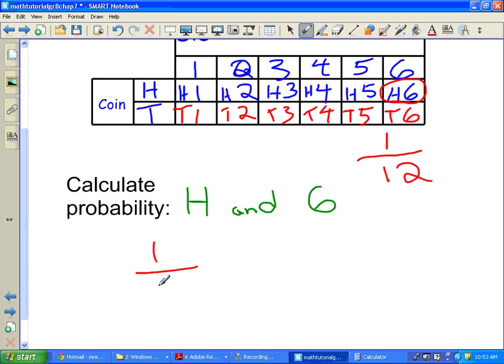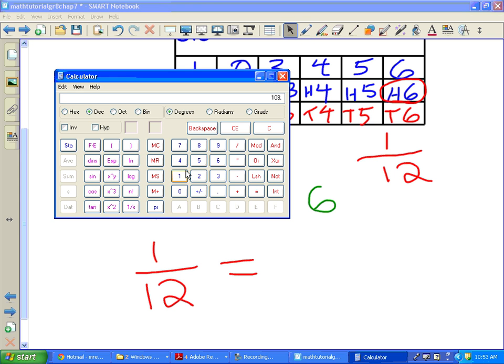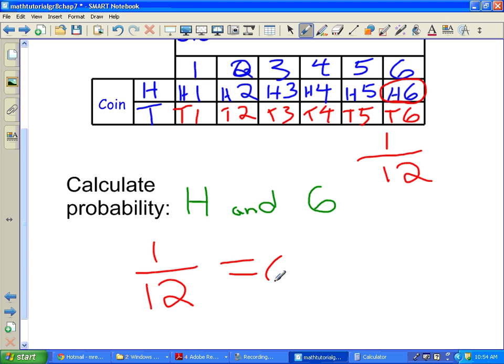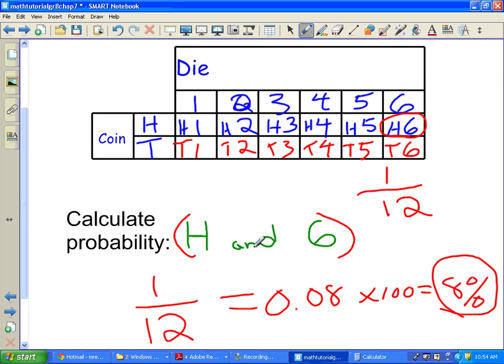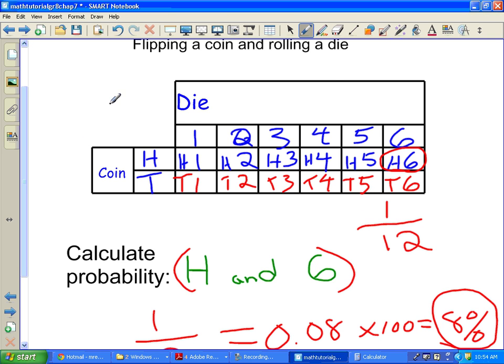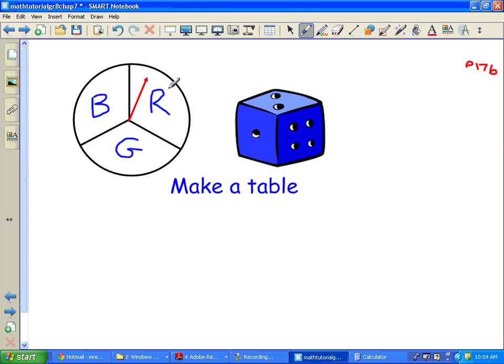Now, if I want to change that head and a 6 to a decimal, I just go 1 divided by 12 equals 0.08. We'll round it off. So 0.08. To change that to a percent, just times it by 100, which will give you 8% chance of getting a head and a 6. So getting a head and then getting a 6 will not affect each other because they are independent. Here's another one.